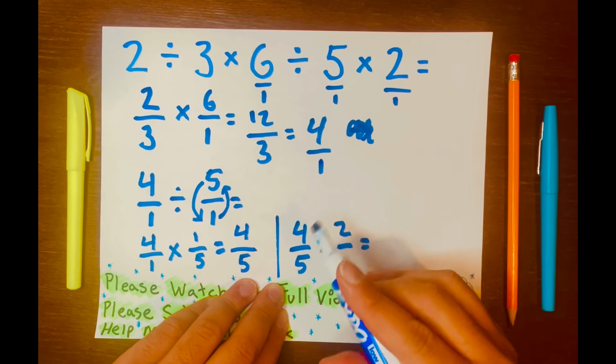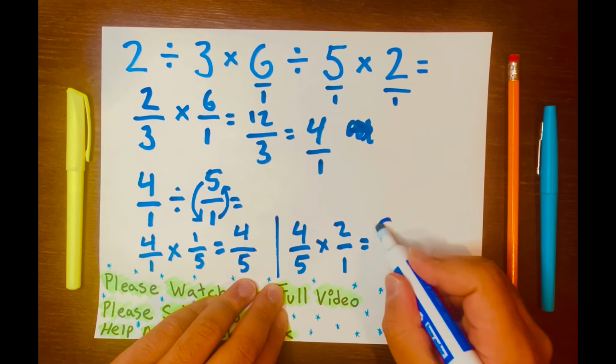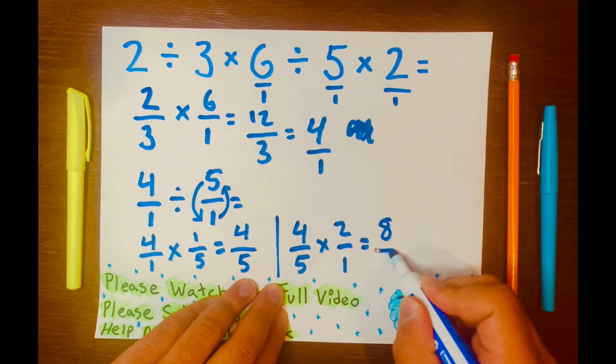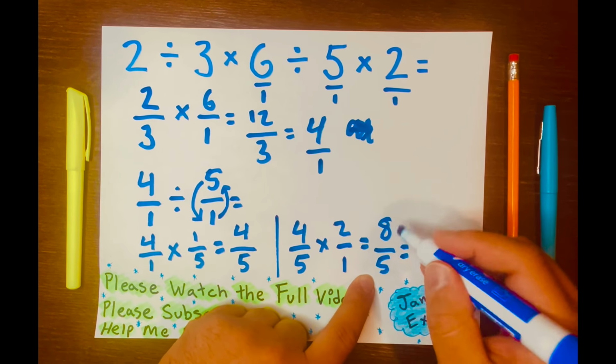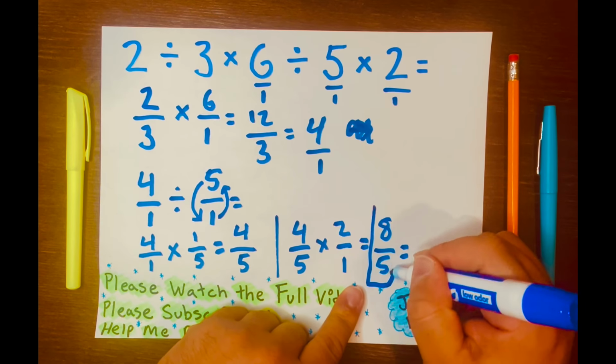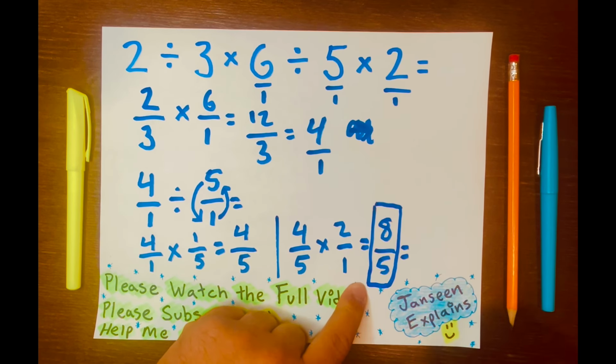And we just multiply across. So 4 times 2 is 8. 5 times 1 is 5. And now we have 8 over 5. That cannot be simplified further. So your answer is 8 over 5.